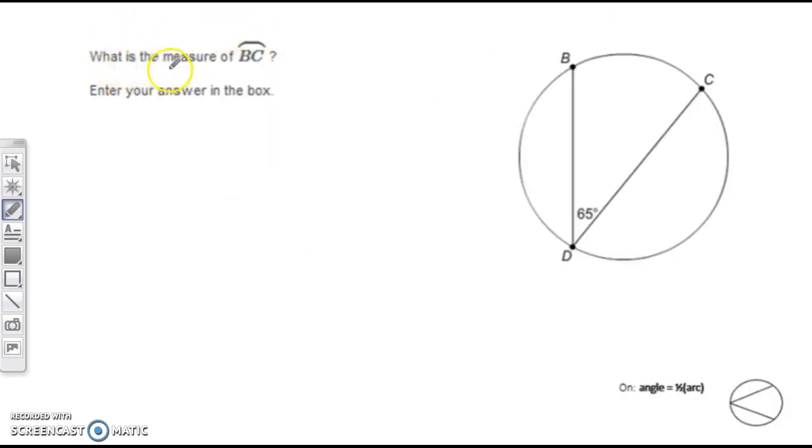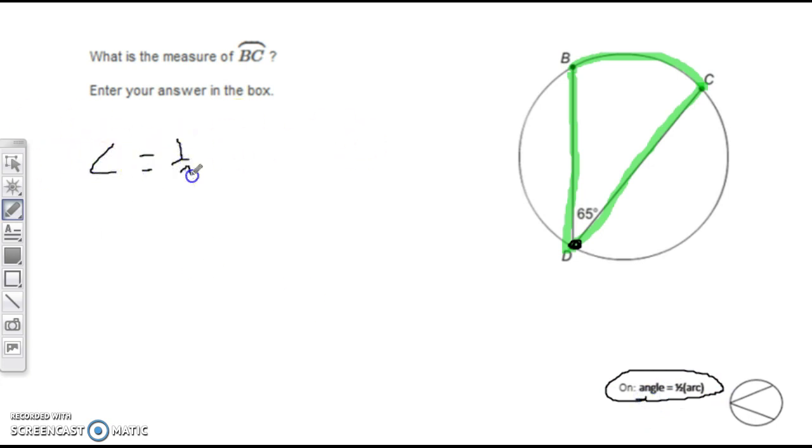What is the measure of arc BC? Alright, so here's arc BC, and that arc goes with this angle. That's the intercepted arc for that angle. And now we ask ourselves, well, where's the vertex of that angle? And the vertex is on the circle. So we know that, we have to memorize this, by the way. This is not on your formula sheet. I should have mentioned that. But we need to know that the angle equals half of the arc.